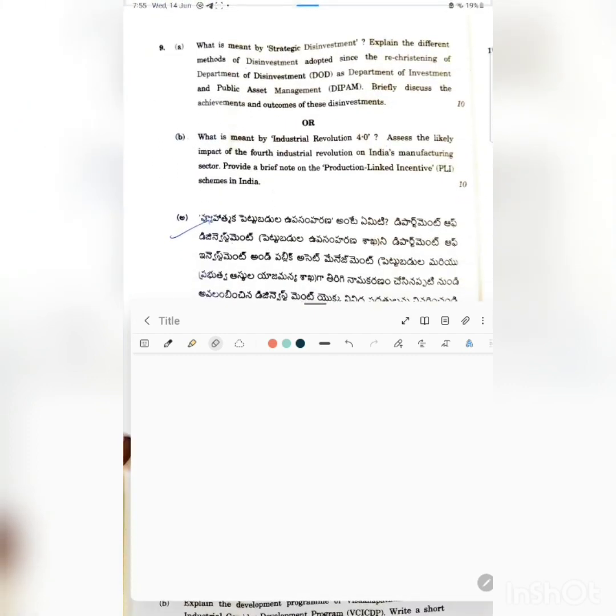And again here: what is meant by strategic disinvestment? Explain the different methods of disinvestment adopted since DIPAM and briefly discuss the achievements and outcomes of this. This is one of the toughest questions I have seen in this paper. See, the easiest part is what strategic disinvestment is. We simply know that strategic disinvestment refers to 50% or more share being disinvested from public corporations. You call it strategic disinvestment.